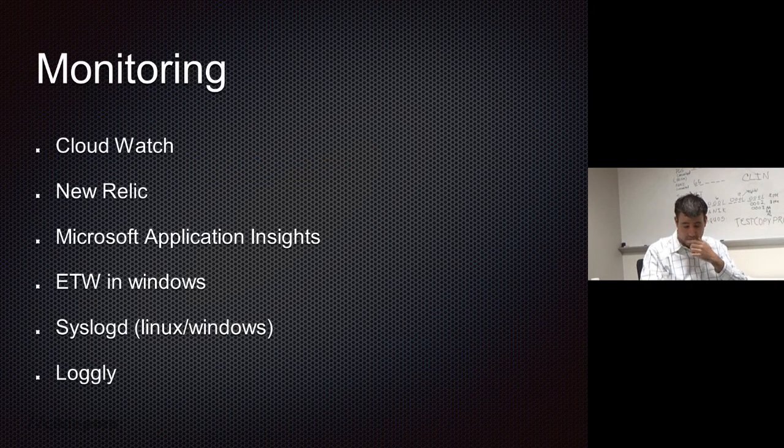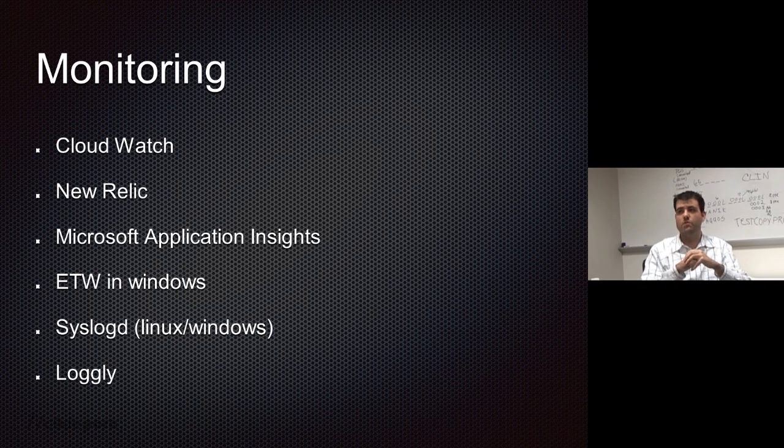So, for monitoring, there's tons of options. CloudWatch is one option. New Relic is another option. It's expensive though. It's about $199 per server that you have it installed on. Microsoft Application Insights, I don't know how much the pricing is, but that's also another good tool if you want to know how your code's actually being used and what the latency is.